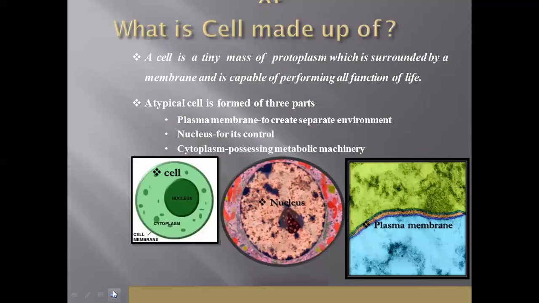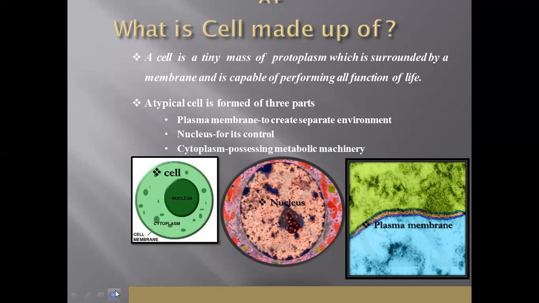What is cell made up of? A cell is a tiny mass of protoplasm which is surrounded by membrane and is capable of performing all functions of life. What is this protoplasm? Here in the diagrams, you can see a cell is having cell membrane. It has the cytoplasm and the nucleus. Nucleus plus cytoplasm is termed as protoplasm. Am I clear? Very good.